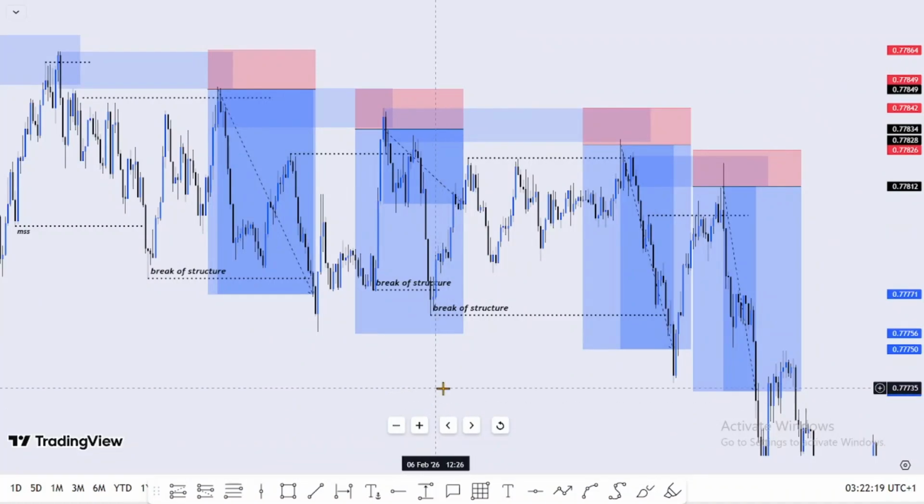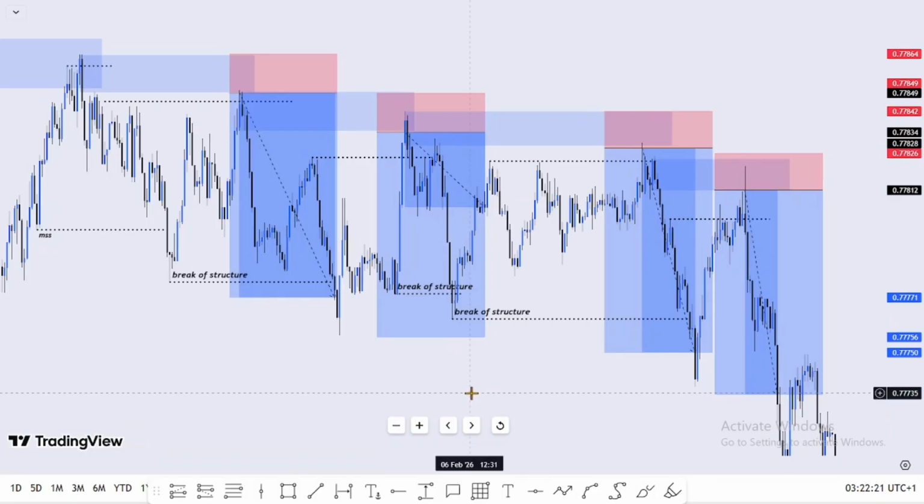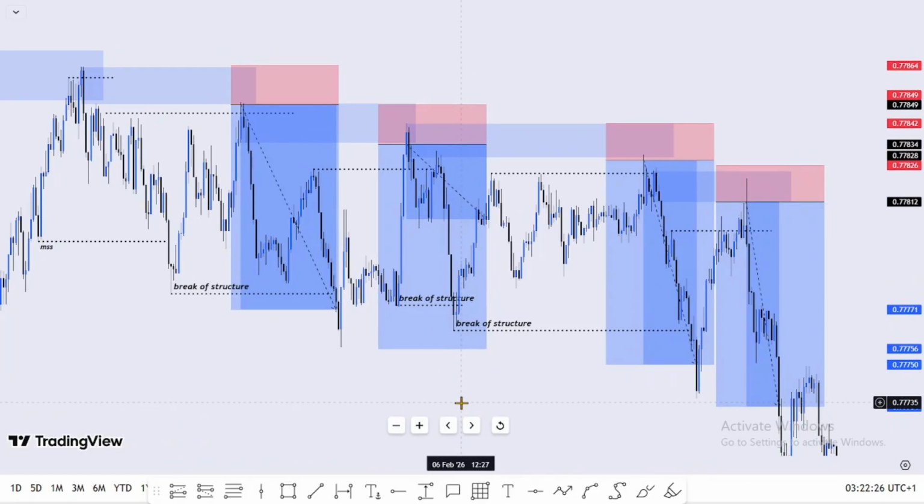Now this is exactly how I trade. I don't try to make my trading more complicated, but there are a couple of criteria that make an order block even better, right? Even more high probability. And what are those criteria?